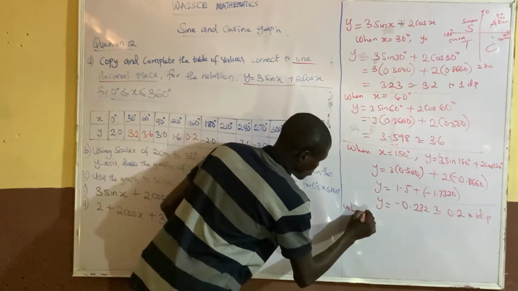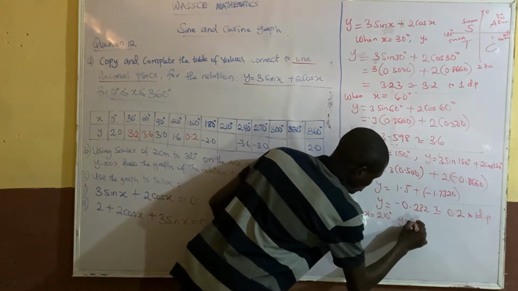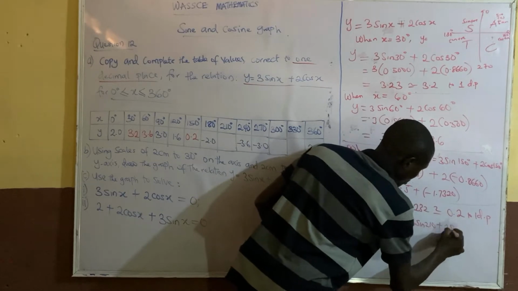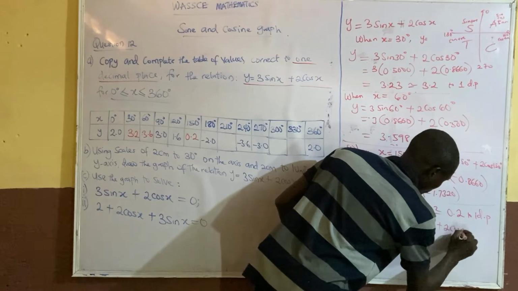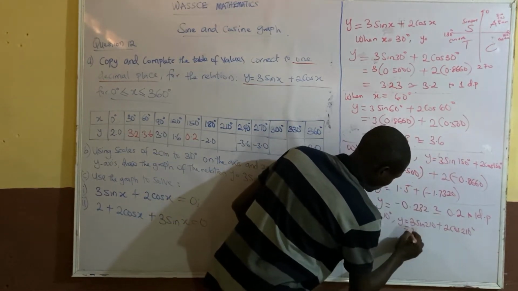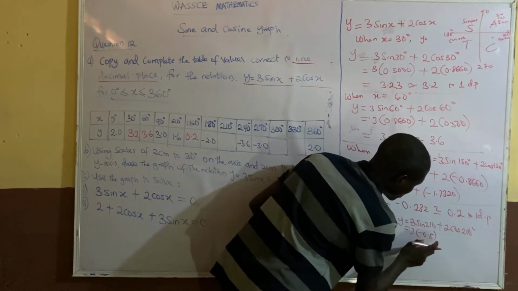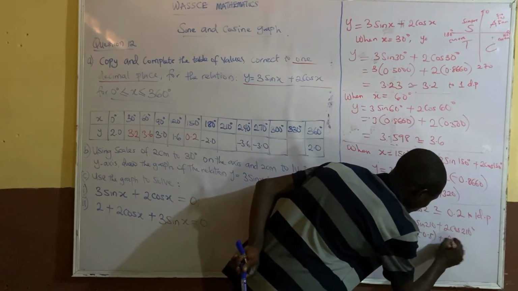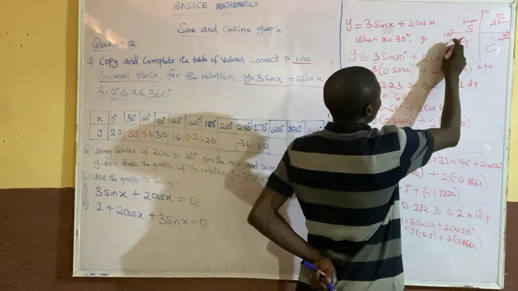When x is equal to 210, y equals 3 sine 210 plus 2 cos 210 degrees. So what do you have? 3 into bracket 0.5. We take the quadrant: sine is negative at the third quadrant. And then plus 2 into bracket 0.866. Both are negative at the third quadrant.